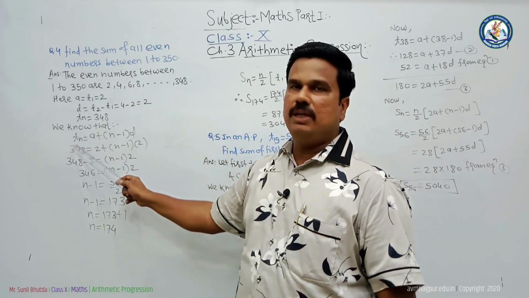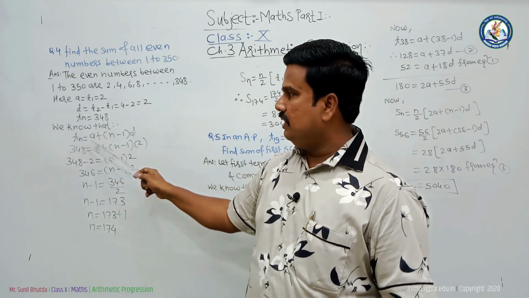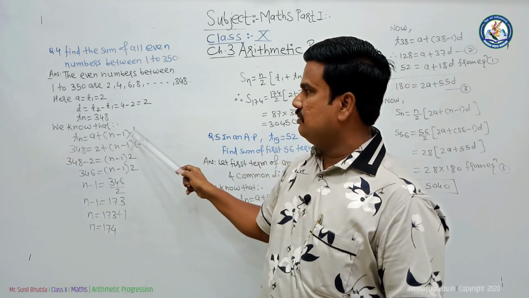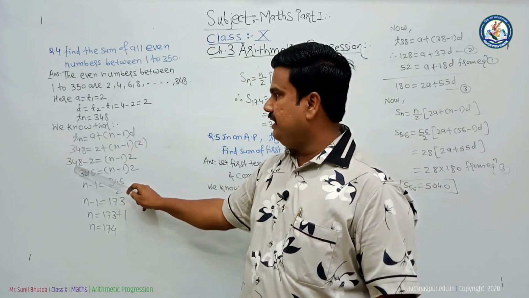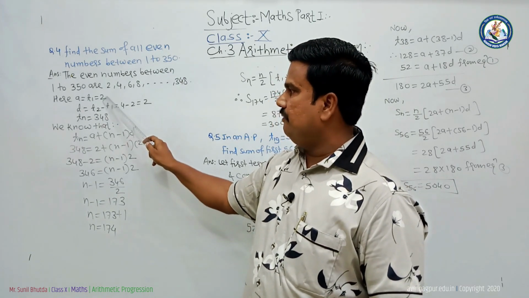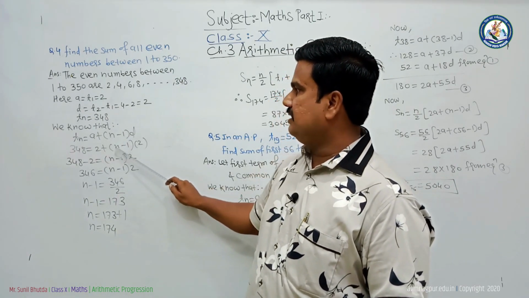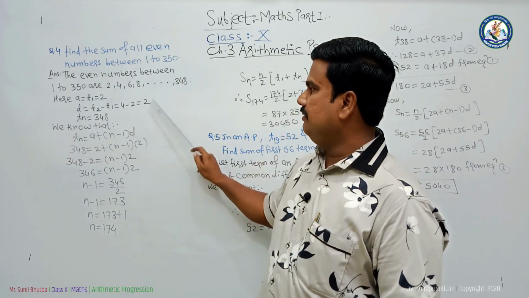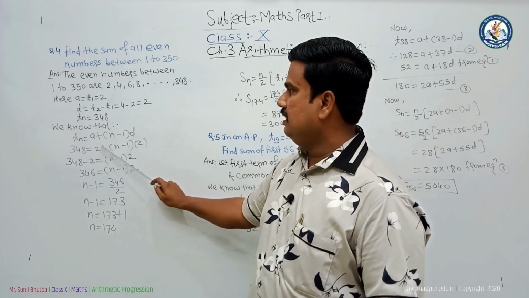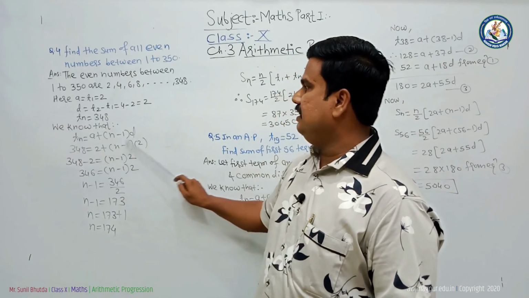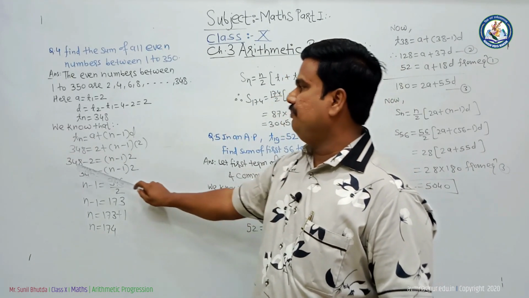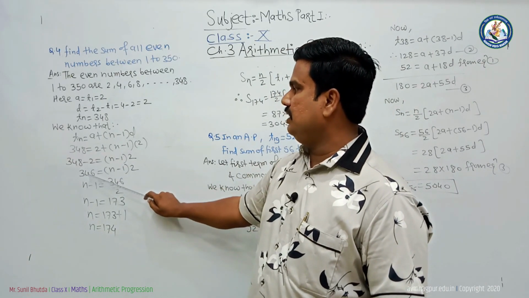Now write the formula to calculate Tn: Tn equals a plus n minus 1 into d. Tn is 348, a is the first term, which is 2, plus n minus 1 into d. The common difference is 2. Now transfer plus 2 to the left hand side. It will become minus 2, and this term is as it is. 348 minus 2 will give 346.